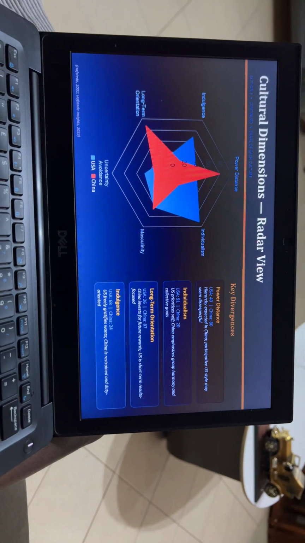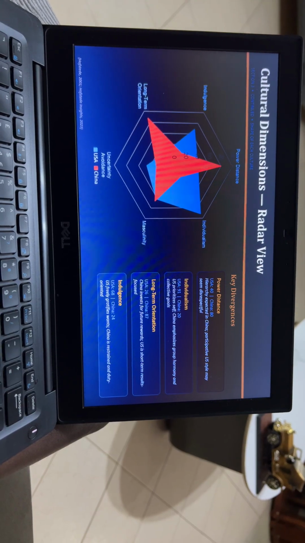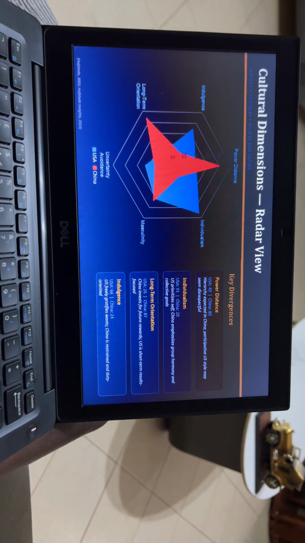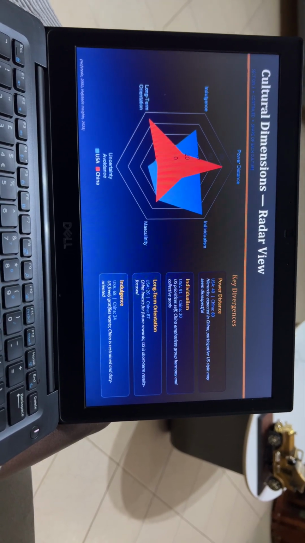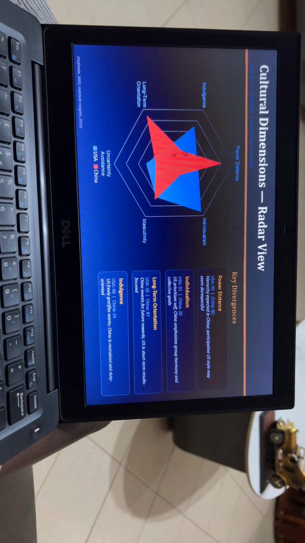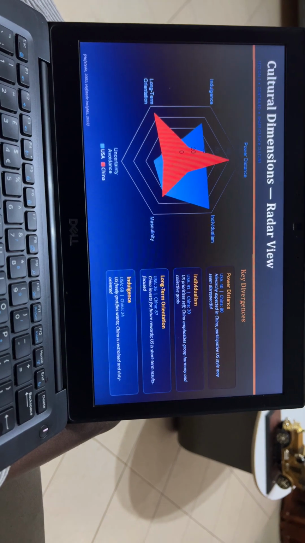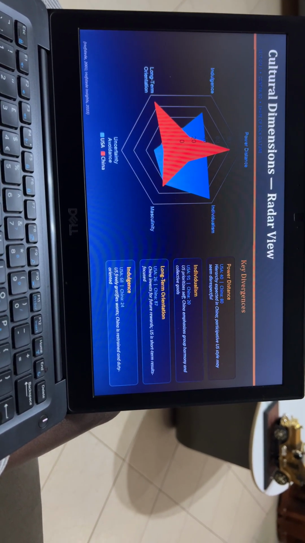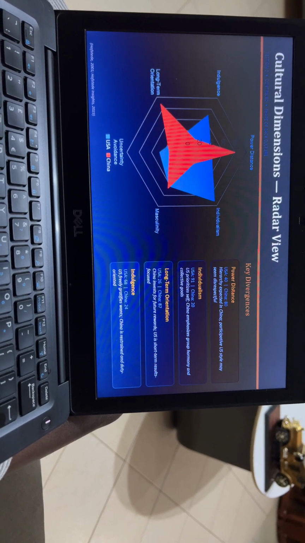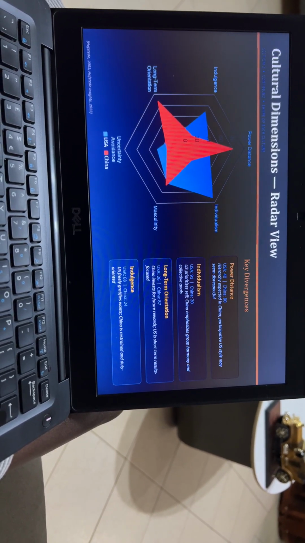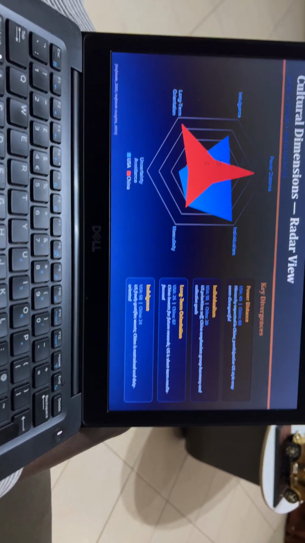If you look at long-term orientation, USA is at 26 and China is at 87. This means China invests for future rewards. US is short-term result focused. If you look at indulgence, USA is at 68 and China is at 24. This means US freely gratifies wants. China is restrained and duty oriented.